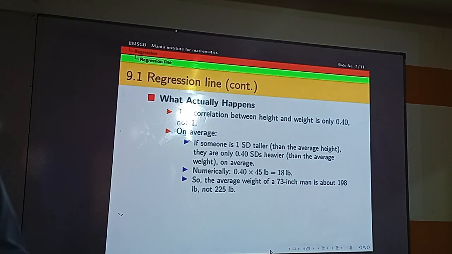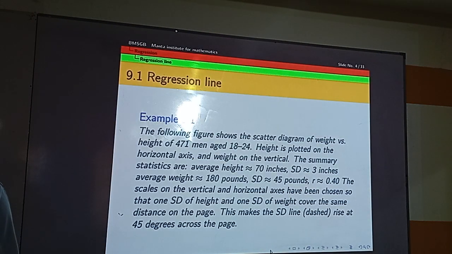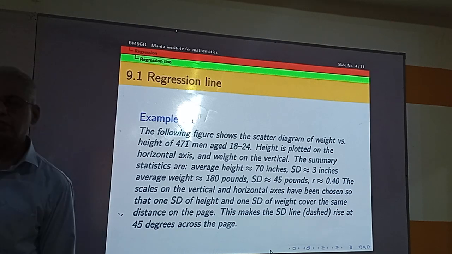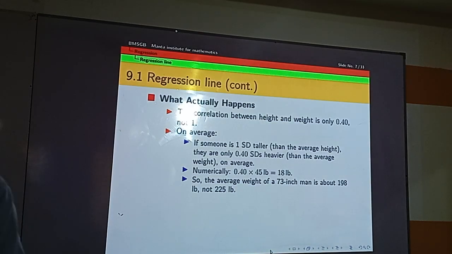So in this case, if you look at an example, if you consider these people, they have an average height of 70, and the standard deviation is 3. So if you consider all the people whose heights are 73, that is 1 standard deviation above the average height, their weights will be 0.4 times the standard deviation of y, that is 0.4 times 45, above the average of weights. So that's what is explained here.